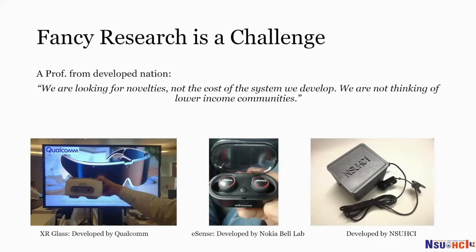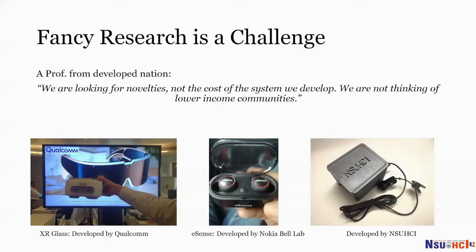Before telling about that, I can mention one of my experiences. I had a conversation with a professor, and I was telling him we were working on low-cost technologies for low-income communities, but Western people do not like this. They ask, why do you not use expensive, fancy wearables or something like that? He replied that we are looking for novelties, not the cost of the system we develop, so we are not thinking about lower-income communities. Maybe this is their perspective, because in their community maybe there is no low-income community.